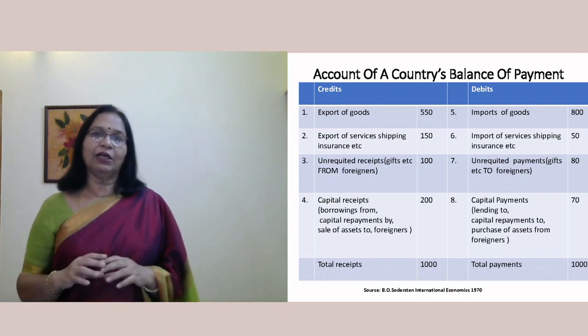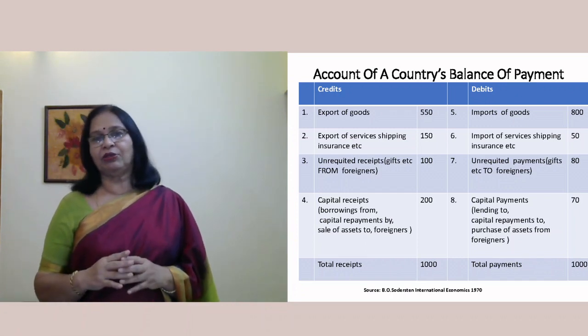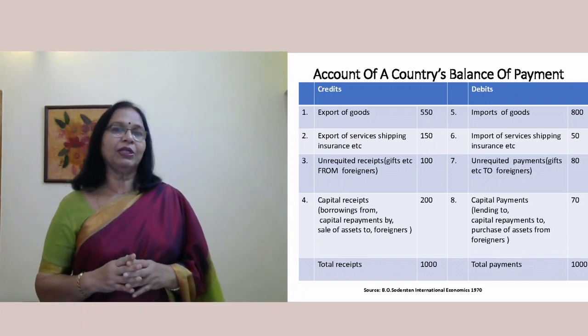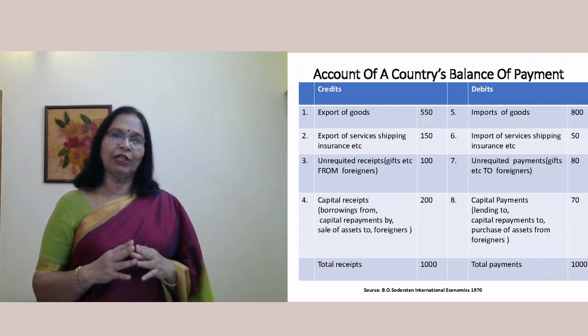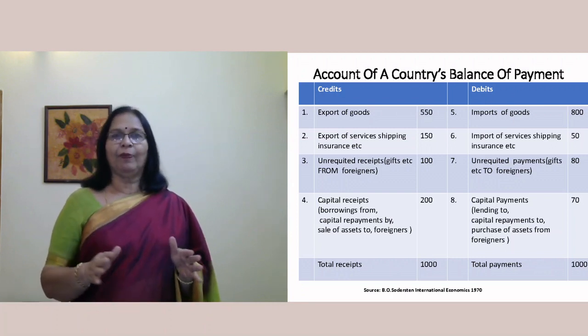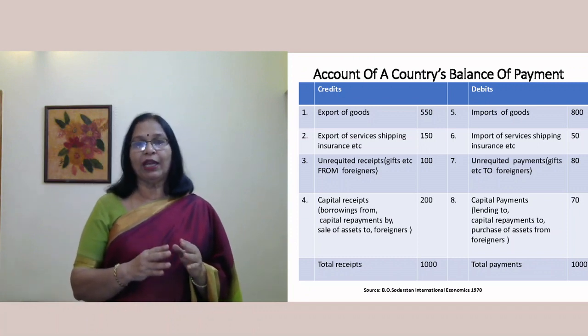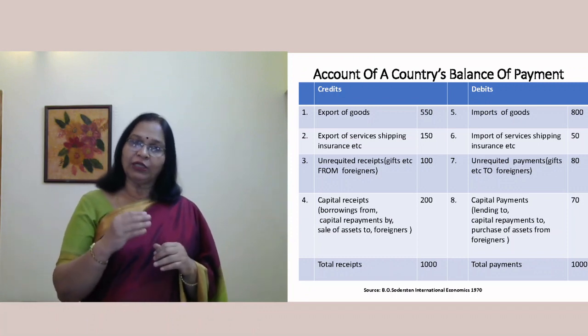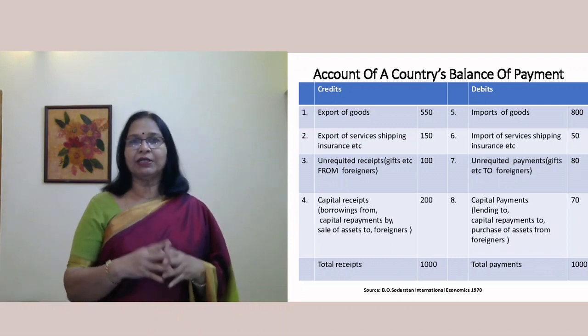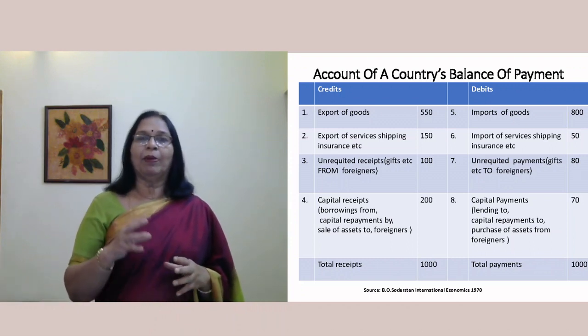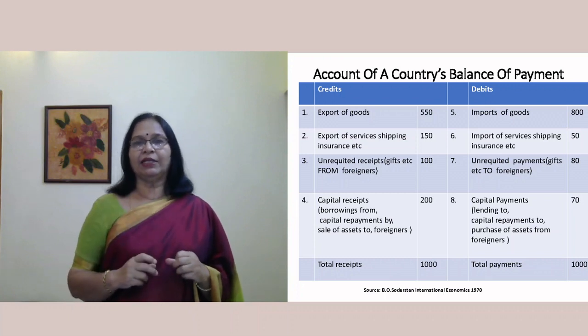Now, there is another third item called the unrequited receipts. These unrequited receipts mean the receipts that we get, or the payment that we have to make, is once done. That means we don't have to make any payment for these receipts at any point of time. The easiest example is remittances from abroad by the labor that is engaged elsewhere.